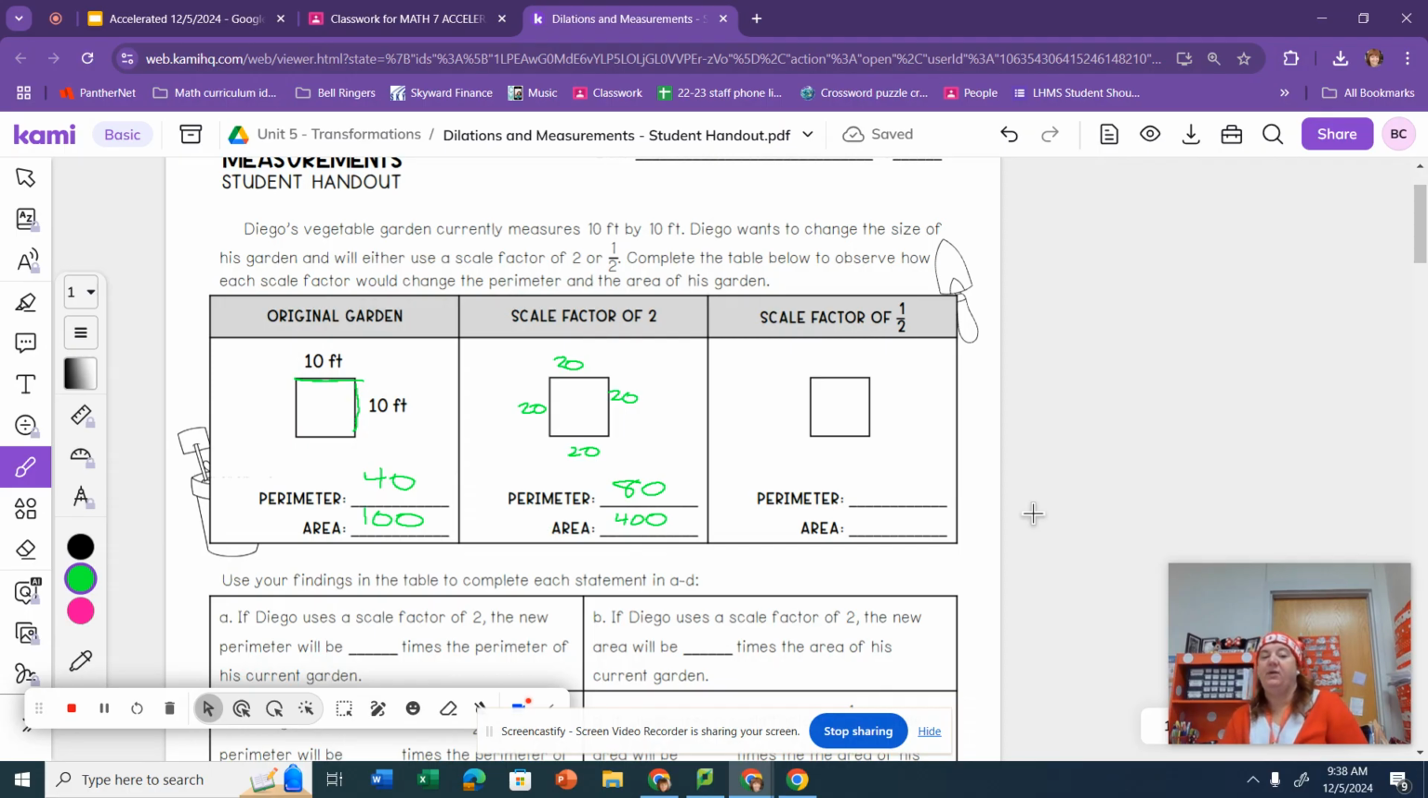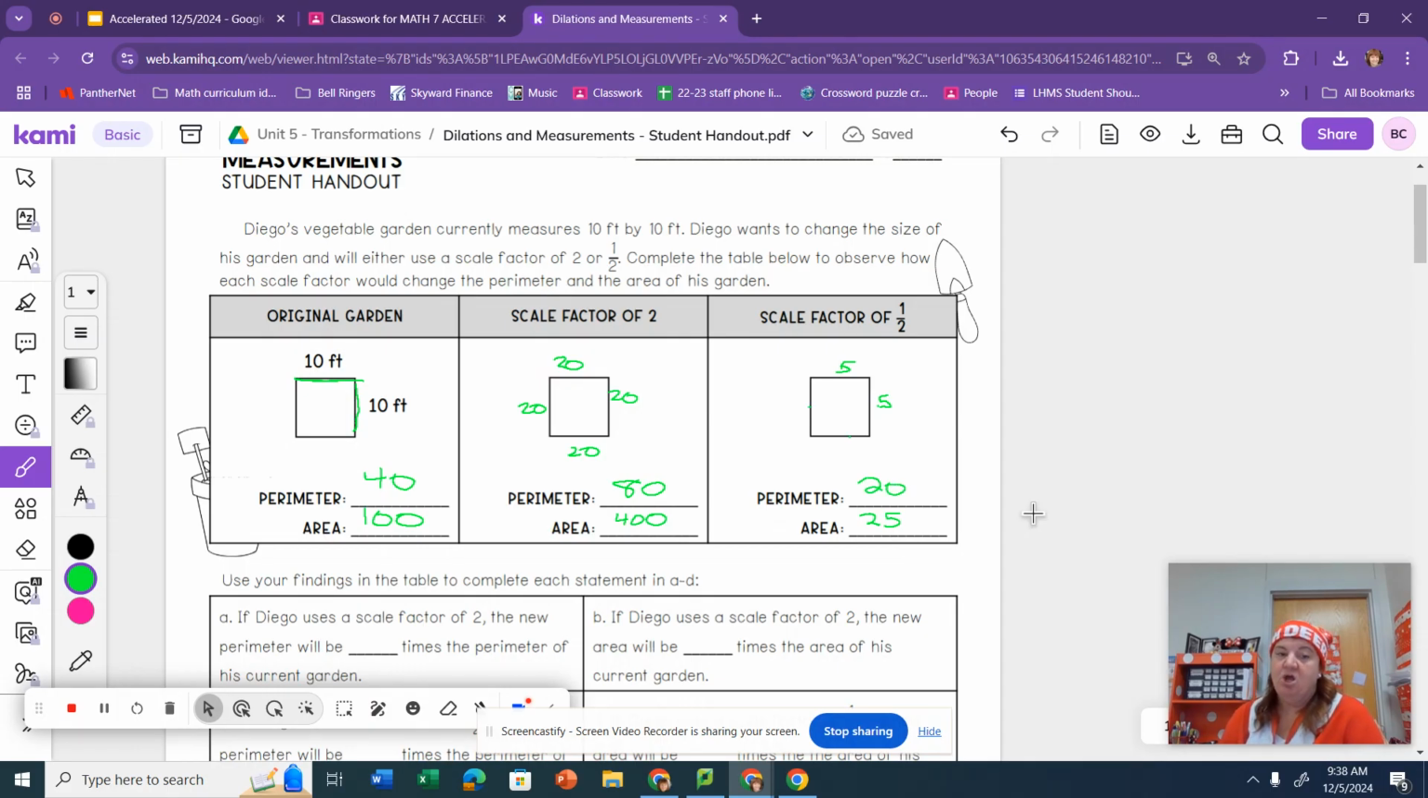Okay, what about if we halved it? What if we did a 5 by 5? That's our scale factor. We halved the measurements. So our area is 5 times 5, so it's 25. And our perimeter is 5, 10, 15, 20.